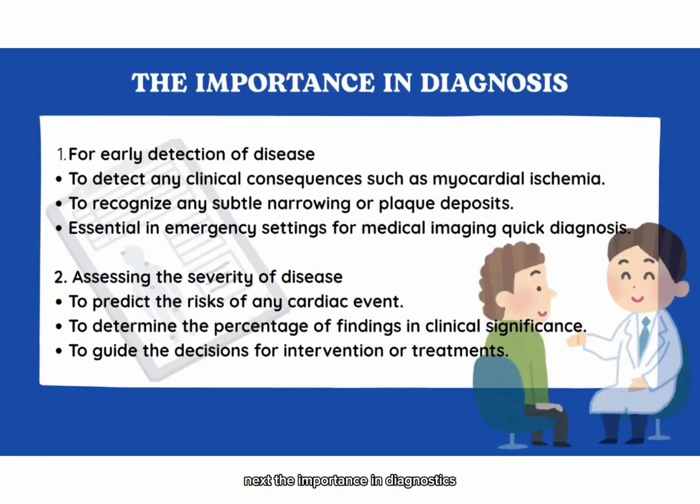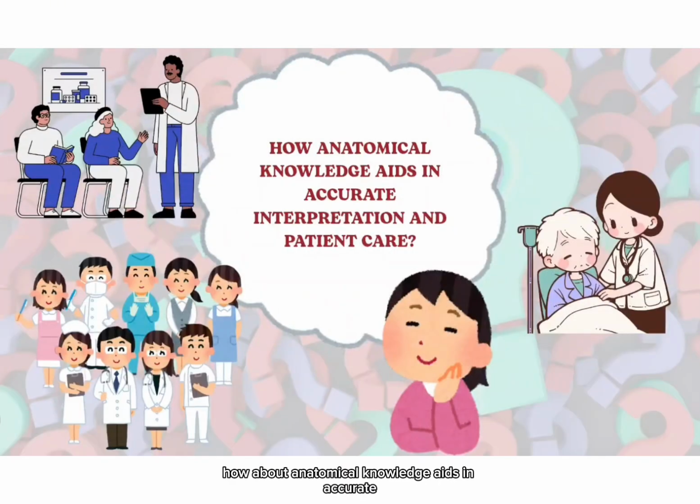Next, the importance in diagnosis. Number 1. For early detection of disease. Number 2. Assessing the severity of disease. How about anatomical knowledge aids in accurate interpretation and patient care?